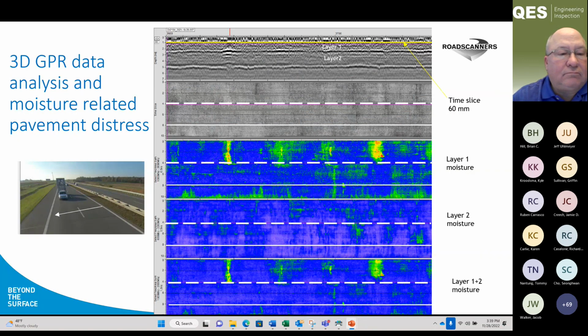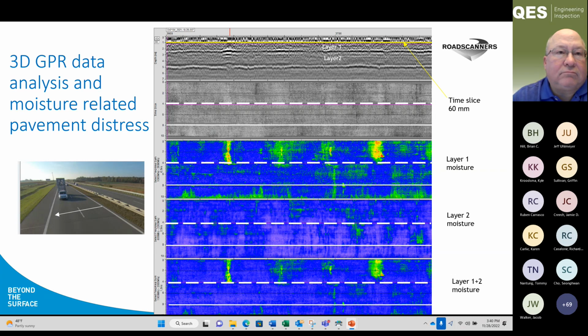And with this system, what we've been doing quite a lot over the last few years is moisture-related analysis. And here's one example from one country in Central Europe. Again, you have a full depth asphalt motorway, a very busy motorway, with 6 inches of layer 1 and 6 inches of layer 2.